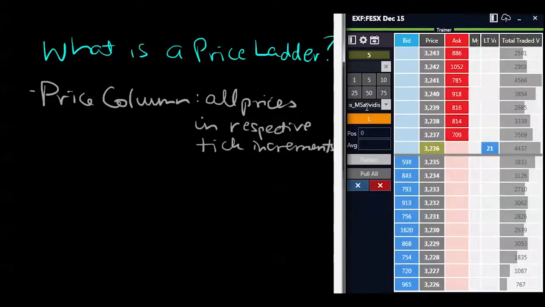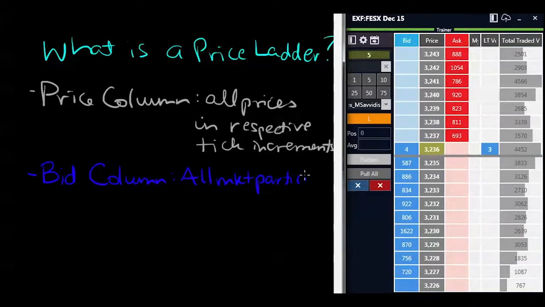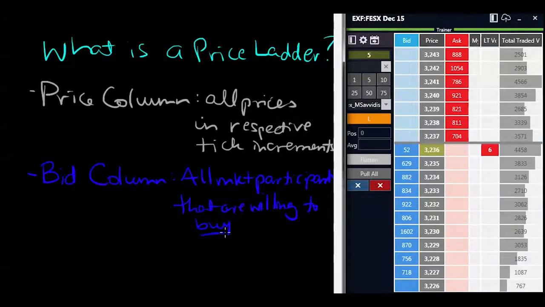Now the next column we're going to go through is the bid side. So what are the bids? The bid column is just as important as the offer column, but we'll go through the bid column first. The bid column is all market participants that are willing to buy. So what does that mean? If we take a look over here, this column here is our bid column.